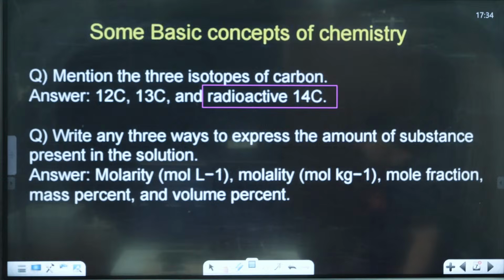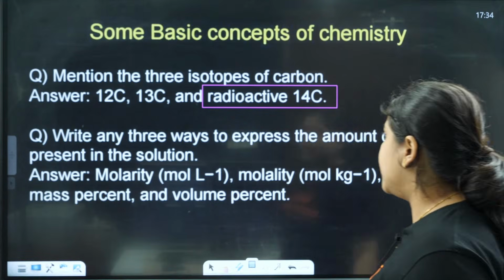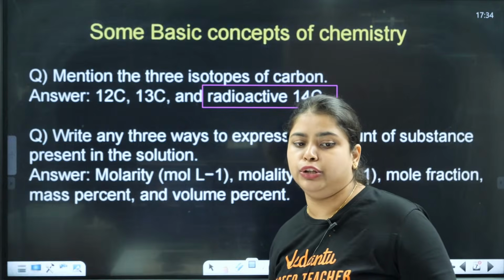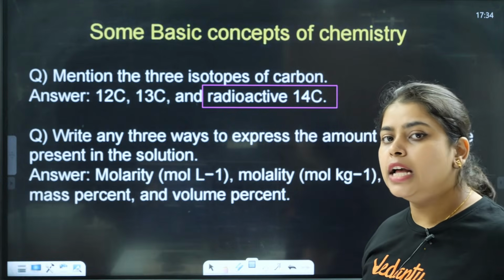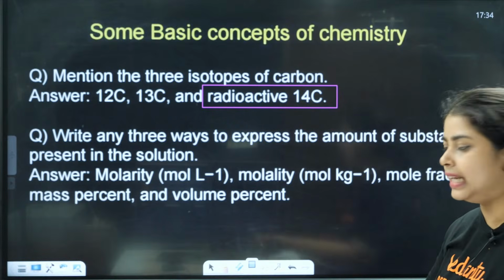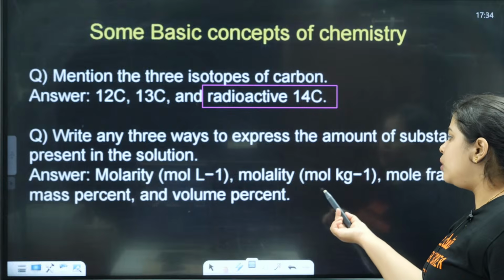Come on. Next, write any 3 ways to express the amount of substance which is present in a solution. For example, molarity: moles per liter. Molality: moles per kg.